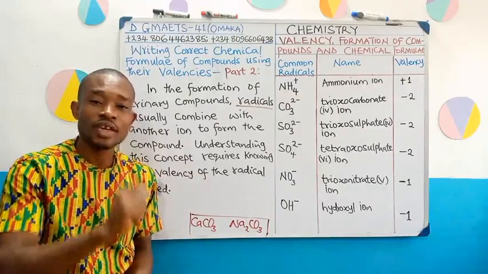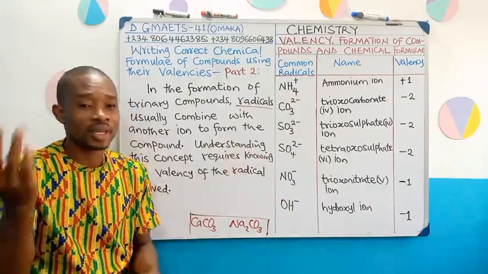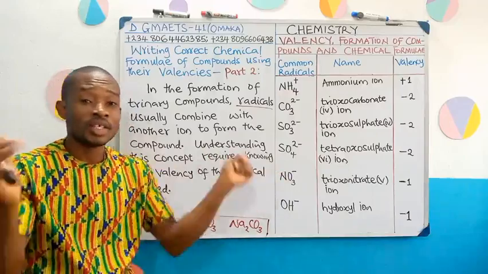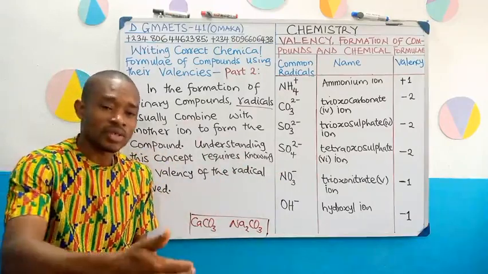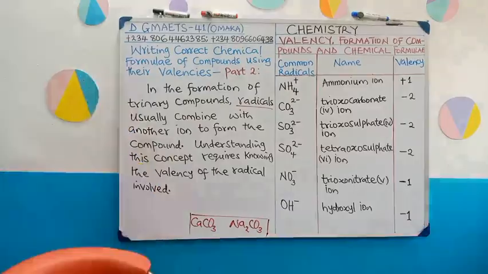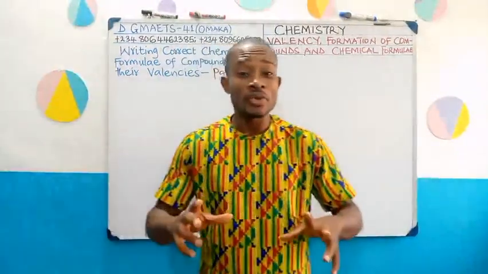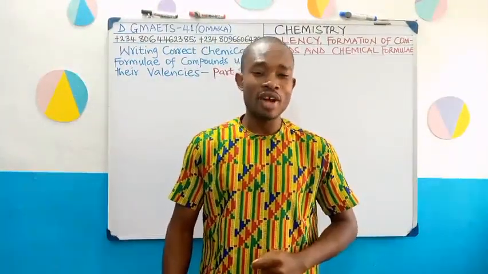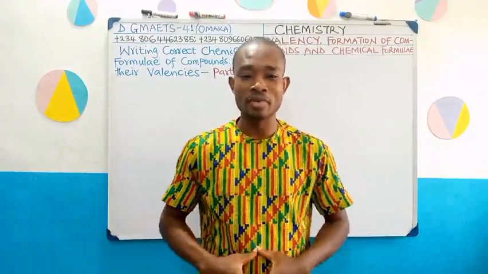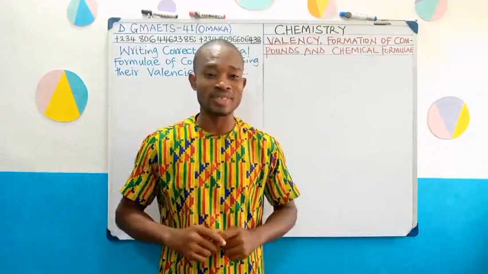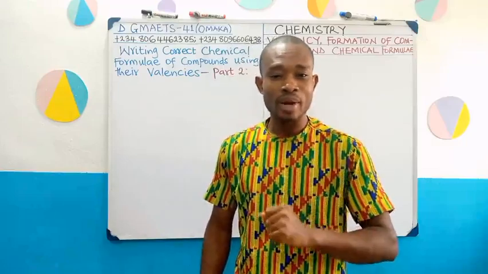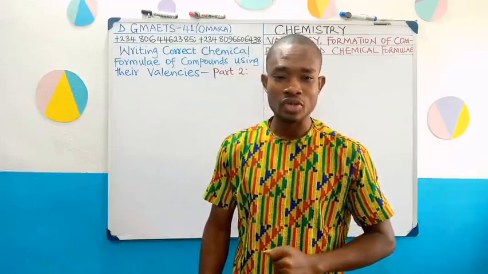When two ions, one a radical and the other either a cation or an anion, combine, they interchange their valencies, and then we see the compound that is going to be formed. In this video, let us use the knowledge of radicals and interchange of valencies to write the correct chemical formulae of a trinary compound. We are going to start first with a compound known as tetraoxosulfate 6.